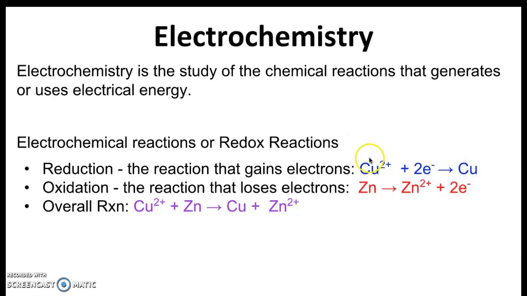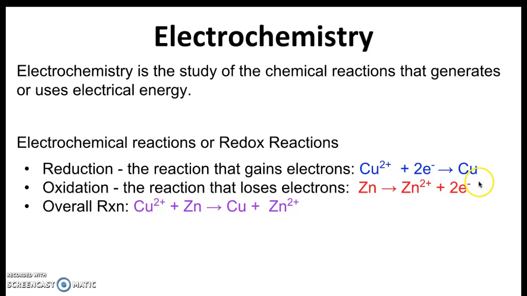Let's look at an example of reduction reaction. If we have a copper 2 plus ion and we add 2 electrons to it, it will form a neutral copper solid, which would be an example of reduction because we're gaining electrons during this process. An example of oxidation would be a zinc neutral solid that will lose electrons to generate the zinc 2 plus ion and 2 electrons.